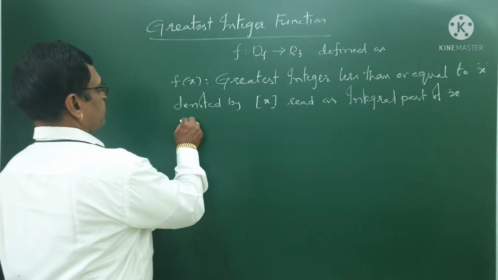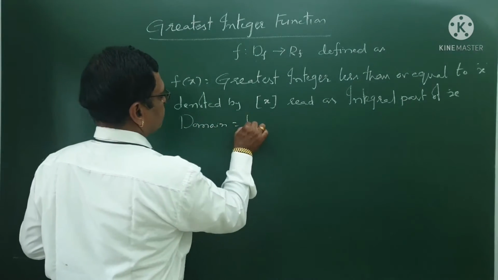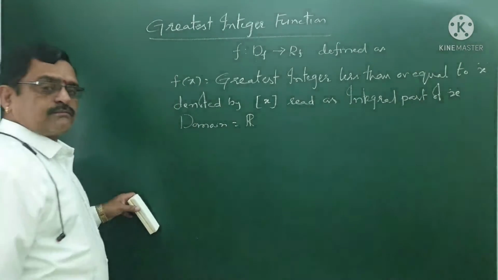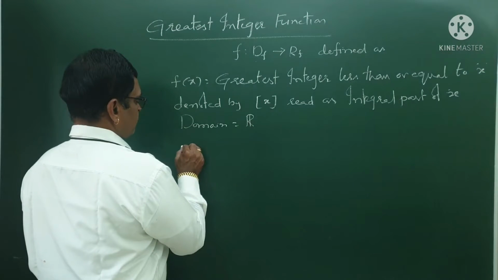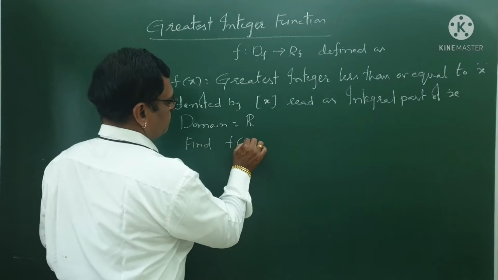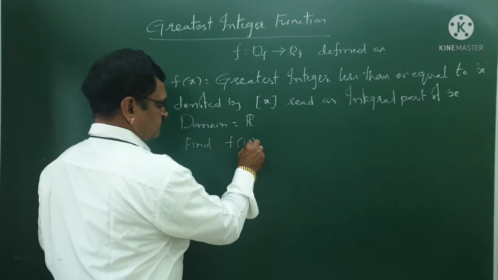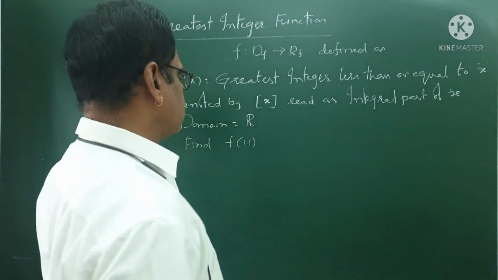First, number one, what is the domain? The domain, of course, is the real number set. Let us try how to generate outputs. For example, find f of 1.1. So my input is 1.1, and we will get the output.